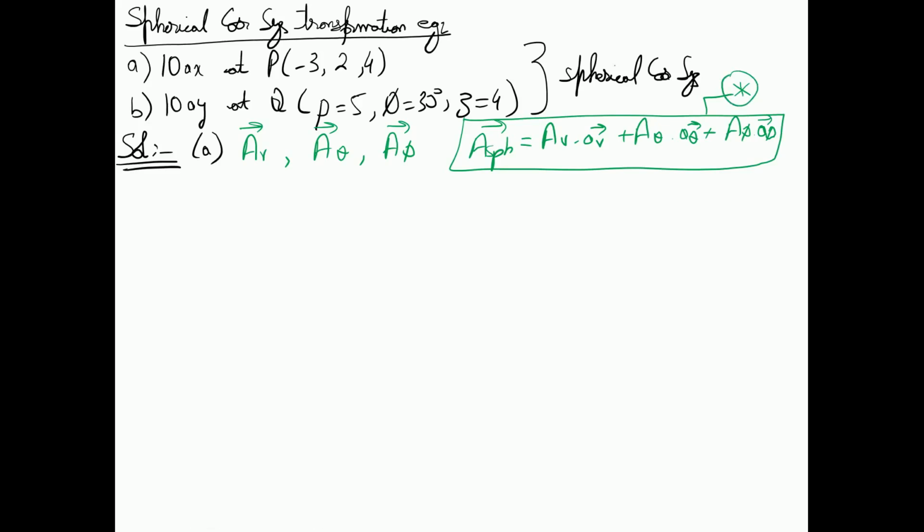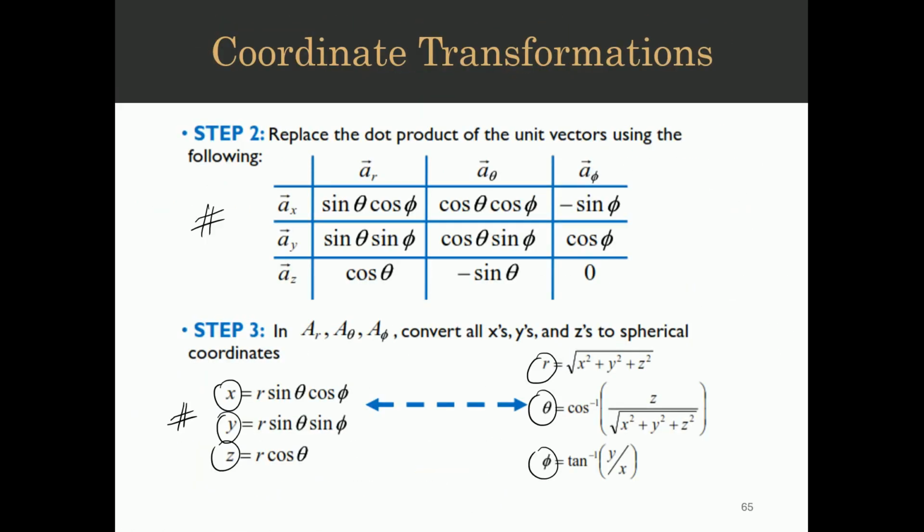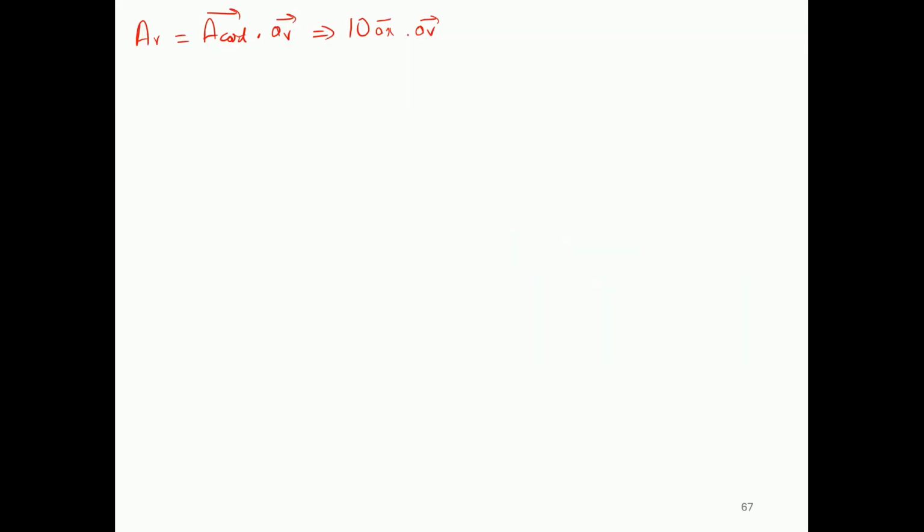So let us find the first step. Ar is equal to whatever we have at the coordinate system, we multiply it with the unit vector of a of r. So the coordinate system value is 10 ax. So we take 10 and we multiply ax with ar. Now we are dependent on the table. So what is the value of the table? If we go back to this table, what is the dot product of ar with ax? It is sine theta and cos phi. So with the table, it comes out to be 10 sine of theta cos of phi. So this is the answer I am getting.